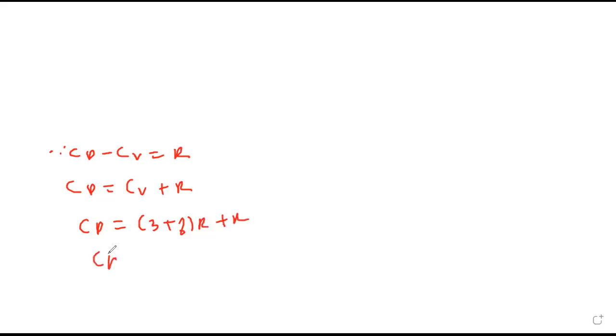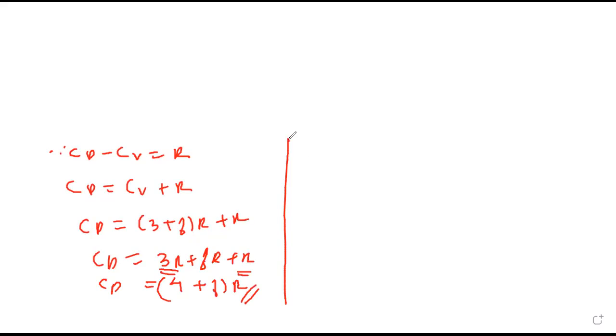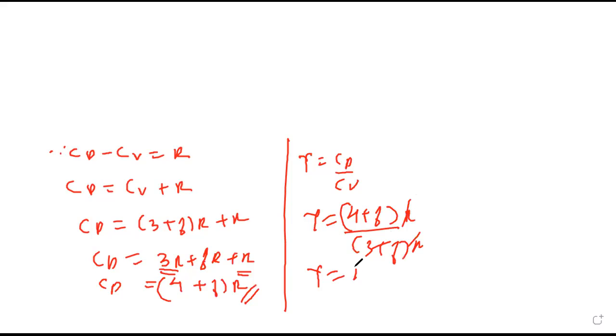Now, since Cp minus Cv equals R, Cp is Cv plus R, which equals 3R plus FR plus R, that is 3R plus 1R, which is 4R. So it is (4 plus F) into R. Gamma equals Cp upon Cv, which is (4 plus F)R upon (3 plus F)R, which is (4 plus F) upon (3 plus F). This is for polyatomic gas.